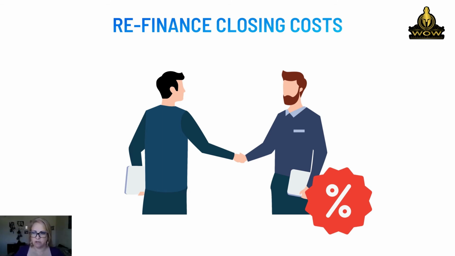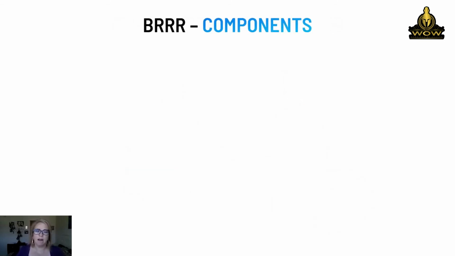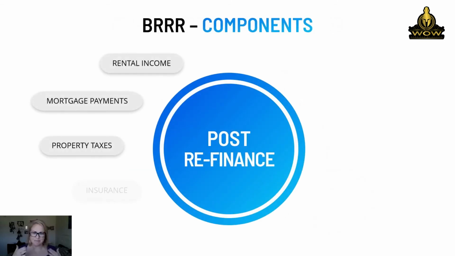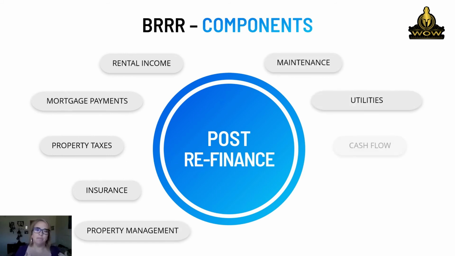It's not usually a huge amount of money, but if it's an extra $400 or $500, it's an extra $400 or $500. So refinance closing costs is another piece of it. And then the third, you see the BRRRR has a lot more pieces to it. Post refinance, we're looking at the same things as on the straight purchase: rental income, mortgage payment, property taxes, insurance, property management, maintenance, utilities, cash flow, cash on cash return, and DSCR.